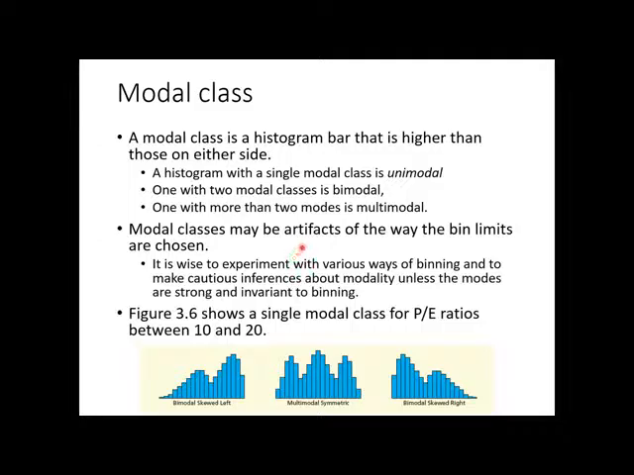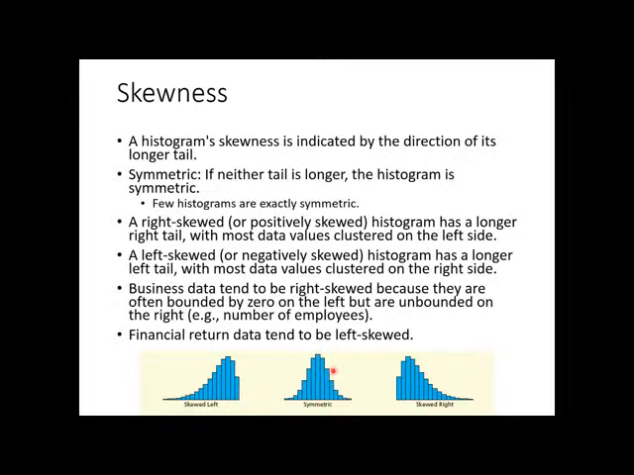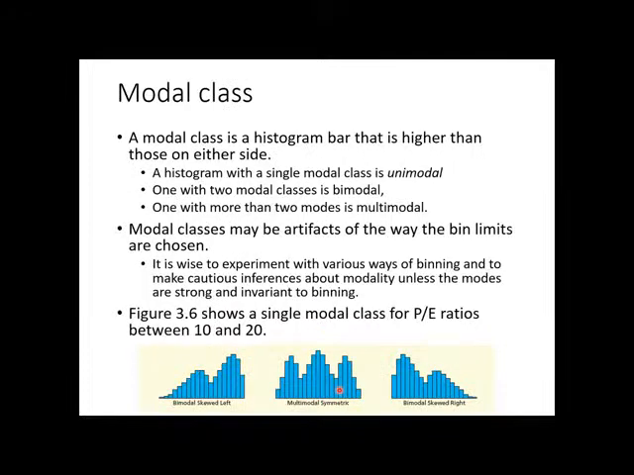Modal means peak. If you have two mountains in one histogram, then we say that it is bimodal, bimodally distributed. If you have only one mountain, one hill, one peak as in this figure, then we say that it is unimodal data. A histogram that has a single modal class is unimodal. If you have two modes, then it is bimodal data.